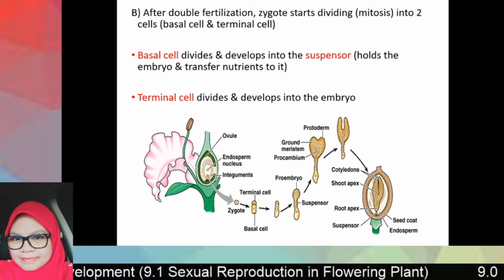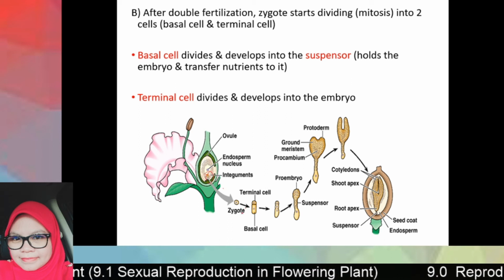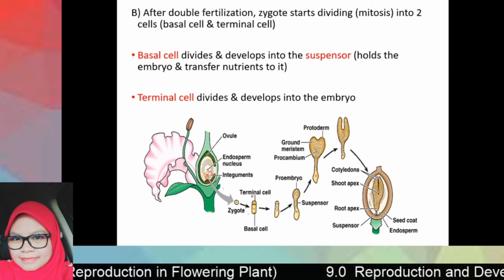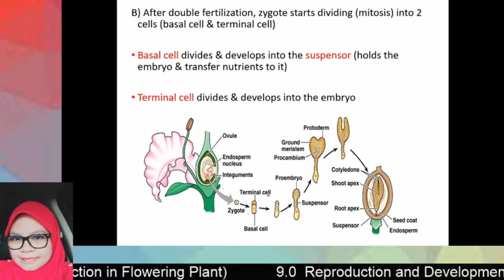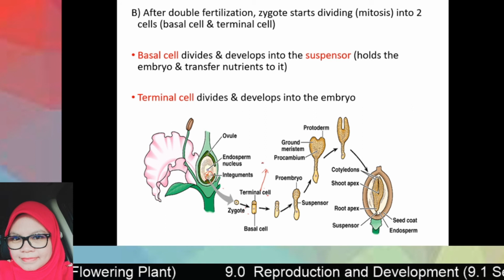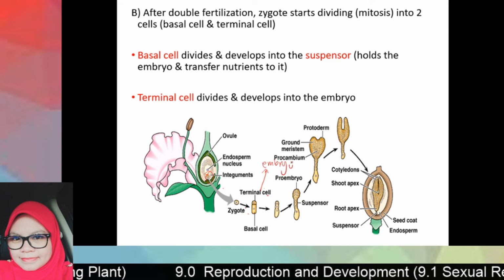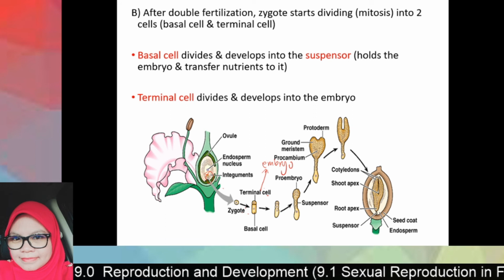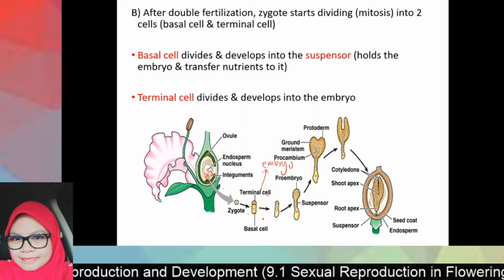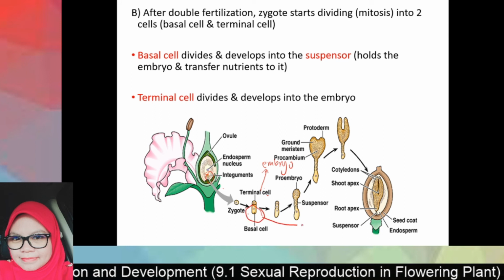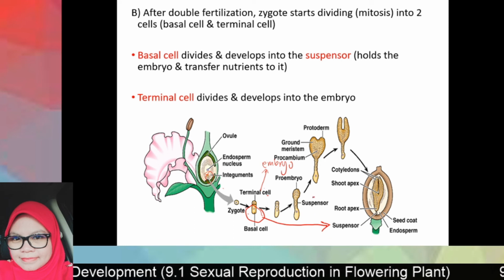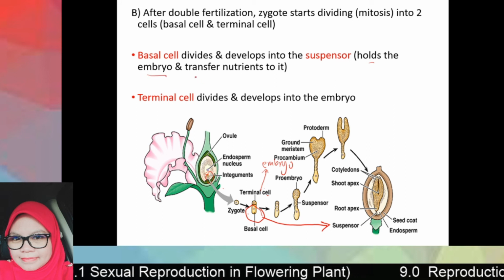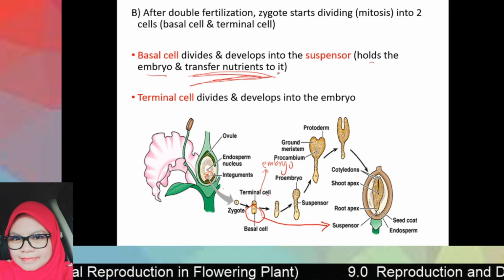Alright. When the zygote is formed, the zygote undergoes mitosis and develops to form a structure which has the terminal cell. Then this terminal cell will become the embryo, the new plant. Okay, the new plant parts: the root, stem, leaf. Then the basal cell will develop into a structure called the suspensor. So the function of this suspensor is to hold the embryo and transfer the nutrient to the embryo.